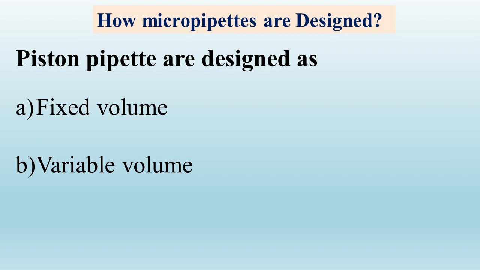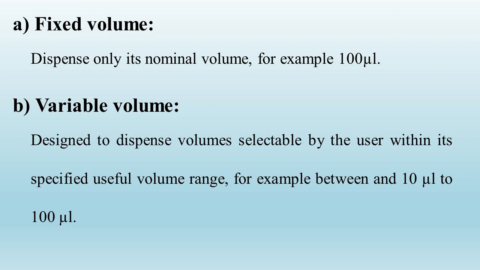Do you know how micropipettes are designed? The first design type is fixed volume. The second design type is variable volume. Micropipettes are designed with respect to use. Let's see one by one.